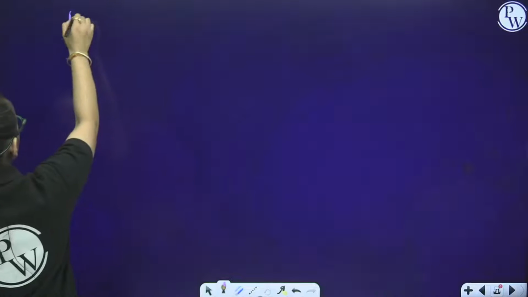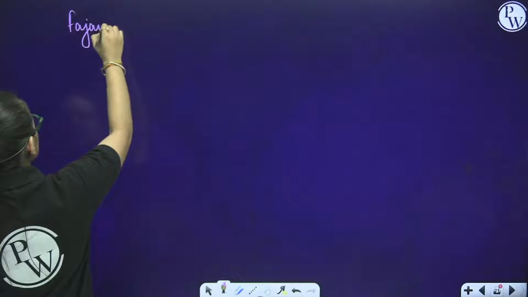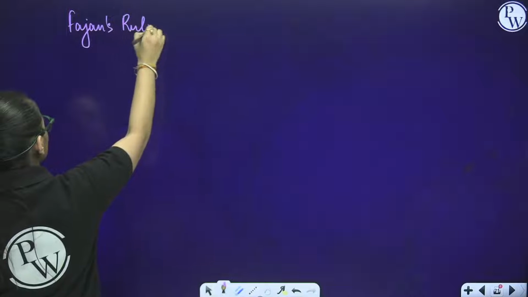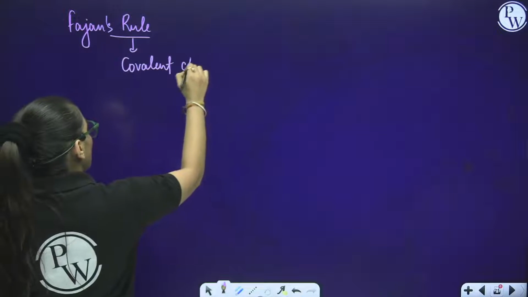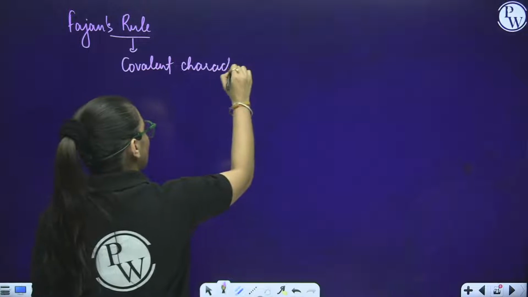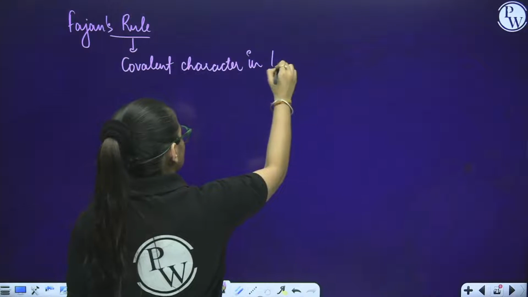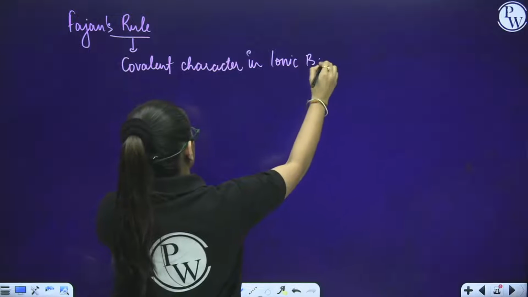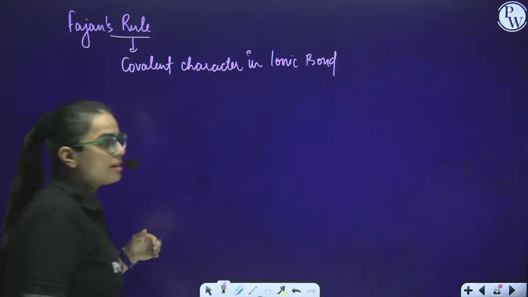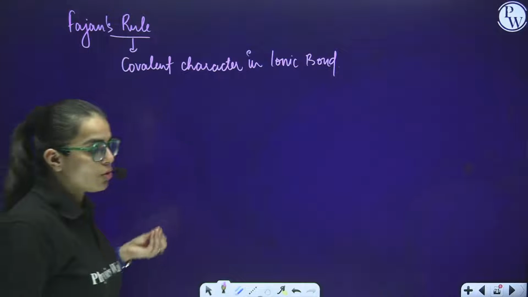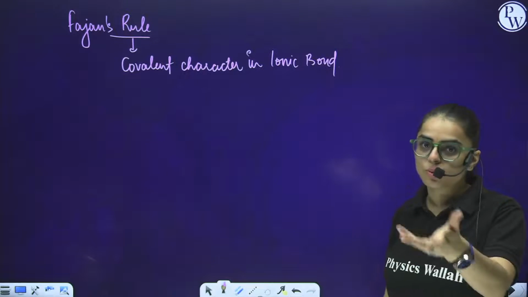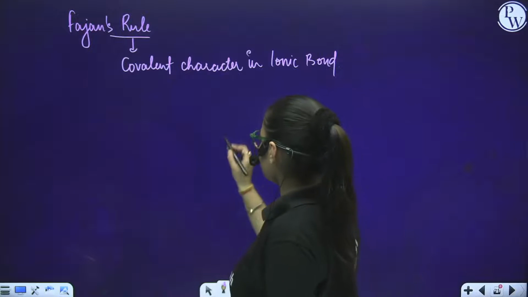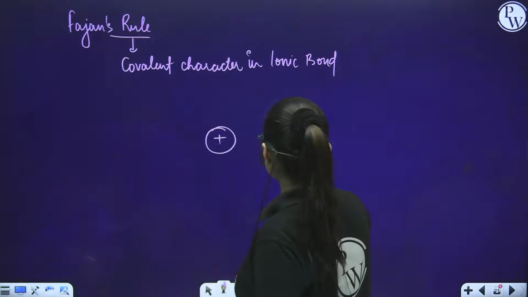Now let's move on to the last topic that comes out to be Fajan's rule. In Fajan's rule, basically it is covalent character present in ionic bond. Let's understand about it. Now basically this is attraction or distortion of electrons of anions towards cations. This is what is Fajan's rule. Let's understand this. For example, if this is a cation and this is an anion.